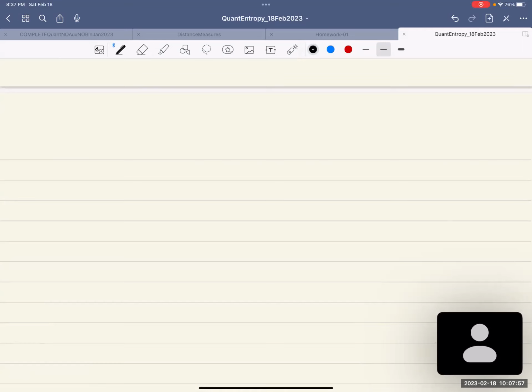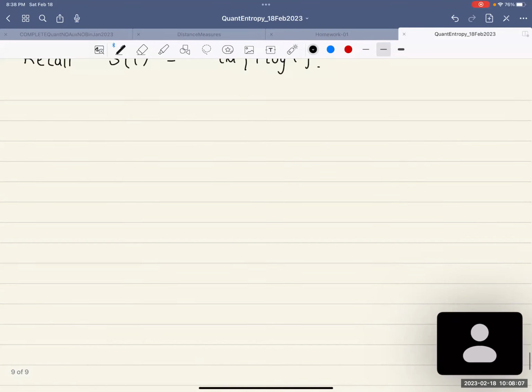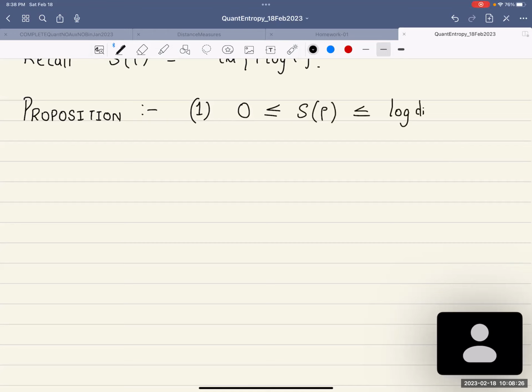So recall, the von Neumann entropy is essentially minus trace of rho log rho. Now I'll state some properties of the von Neumann entropy. So, theorem, proposition. Some of it is straightforward, but I'll just state it. Proposition 1: the von Neumann entropy is sandwiched between 0 and log D, the dimension of the Hilbert space. That's straightforward. That follows from our first thing.